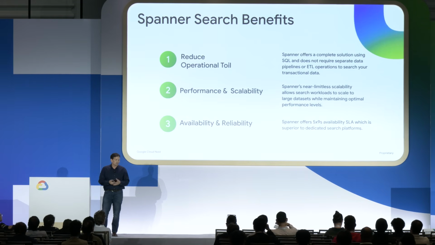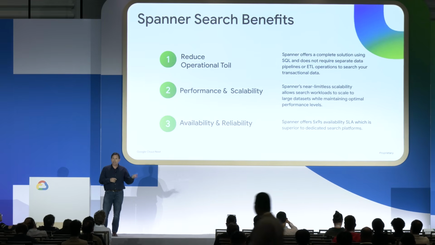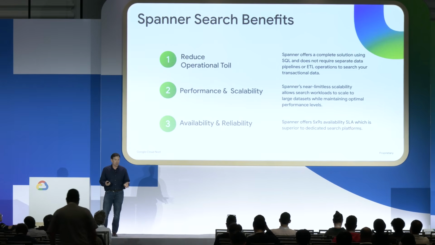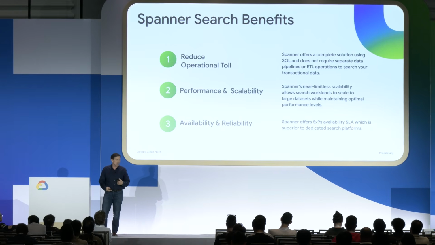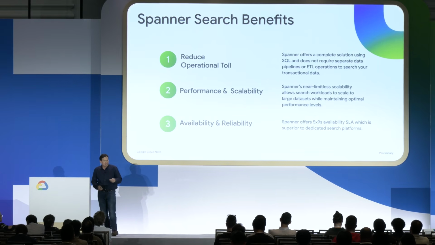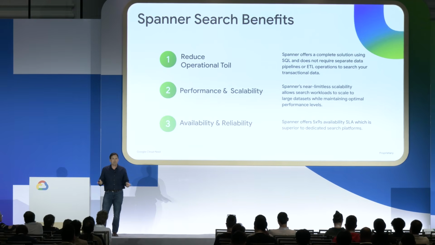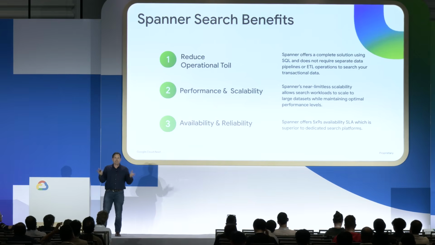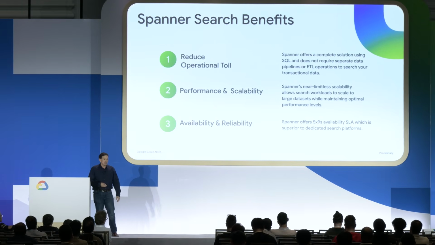Performance and scalability. So Spanner, I mentioned earlier, has near limitless scalability. This is really important for search workloads. It's a common pain point that we hear about from our customers. And then finally, availability and reliability. I mentioned Spanner has best-in-class availability at 5 nines SLA. And I just had a customer this week. They wrote a blog about their journey implementing search on Spanner, and they said they're re-architecting search for planet scale. So that's a great example of availability and reliability benefits you get with Spanner.